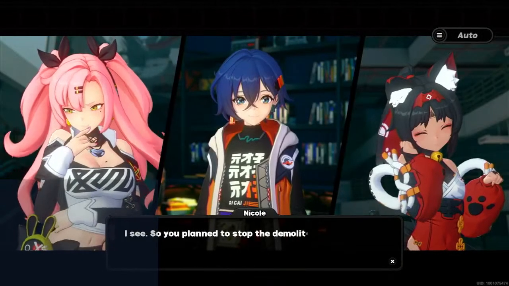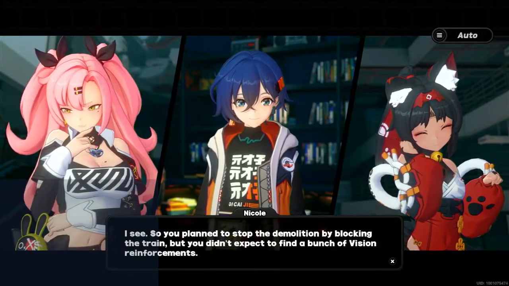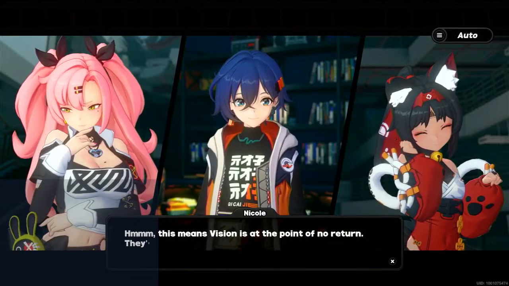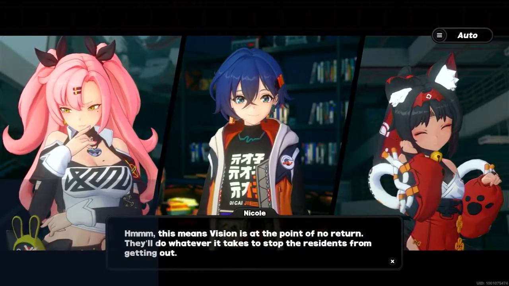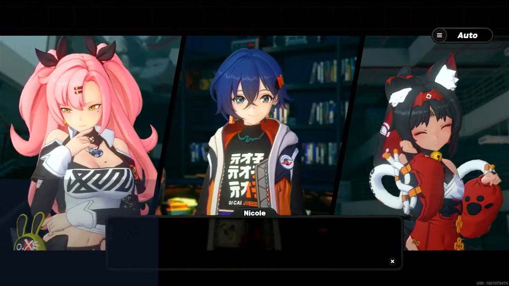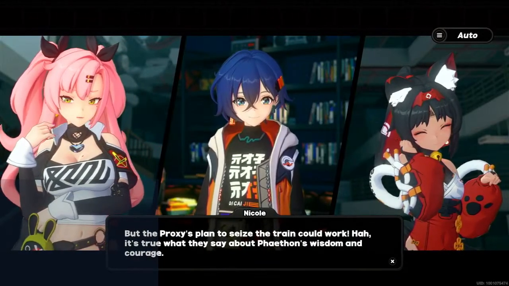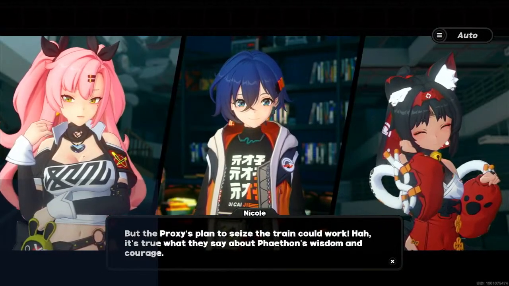I see. So you planned to stop the demolition by blocking the train, but you didn't expect to find a bunch of Vision reinforcements. This means Vision is at the point of no return. They'll do whatever it takes to stop the residents from getting out. But the proxy's plan to seize the train could work. It's true what they say about Phaethon's wisdom and courage.